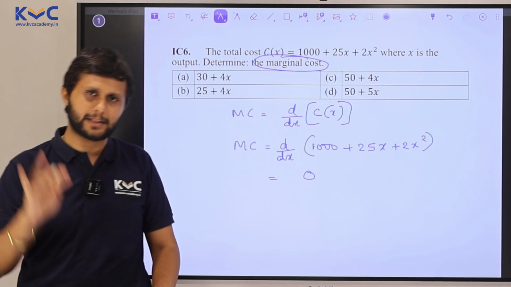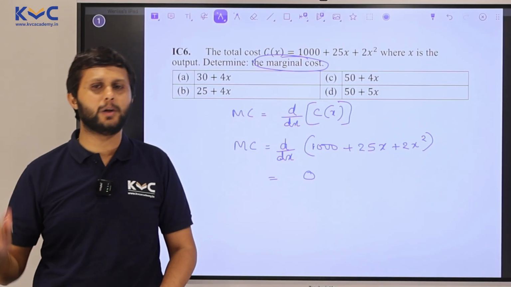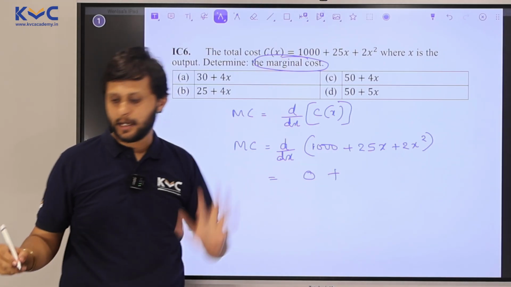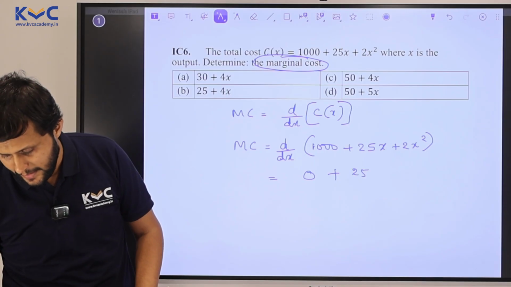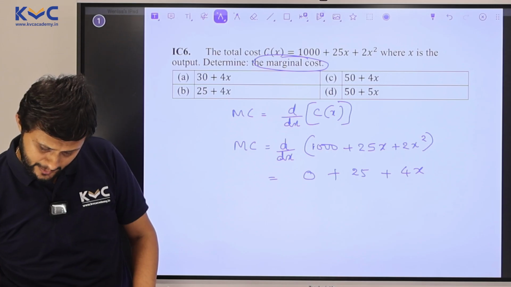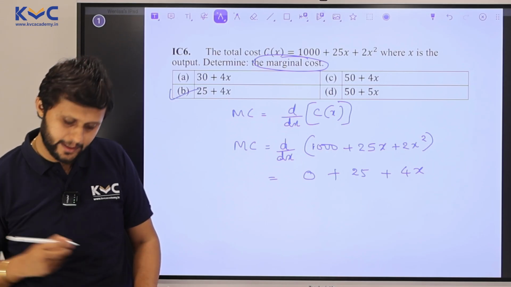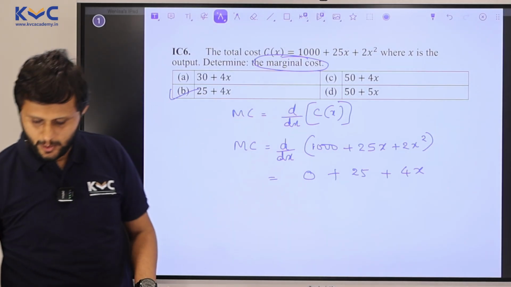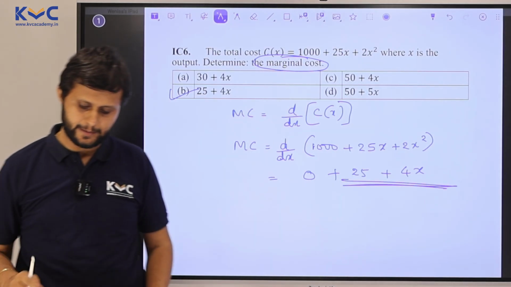Okay, for us marginal cost is the differentiated value of the cost function: differentiation of 25x is 25, and differentiation of 2x square is 4x. We have 25 plus 4x. Yes, 25 plus 4x. We got the answer. Option B is the right answer.